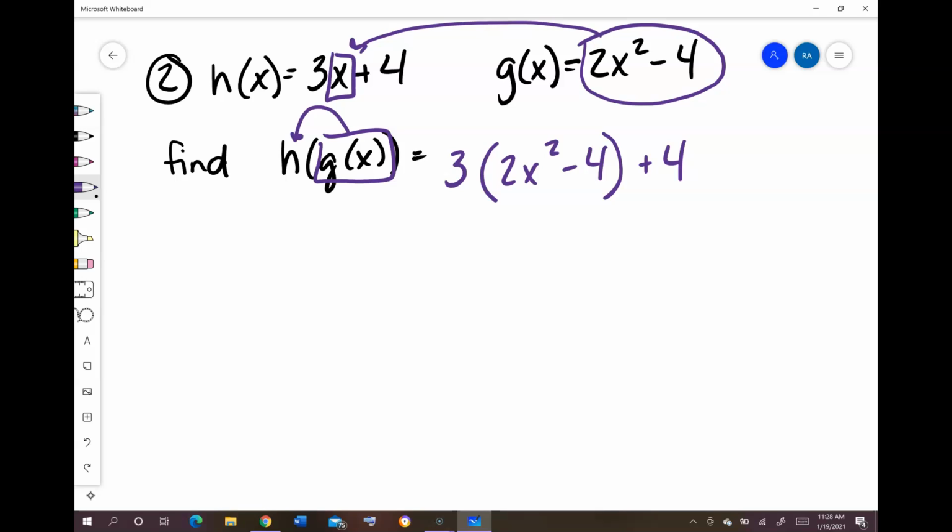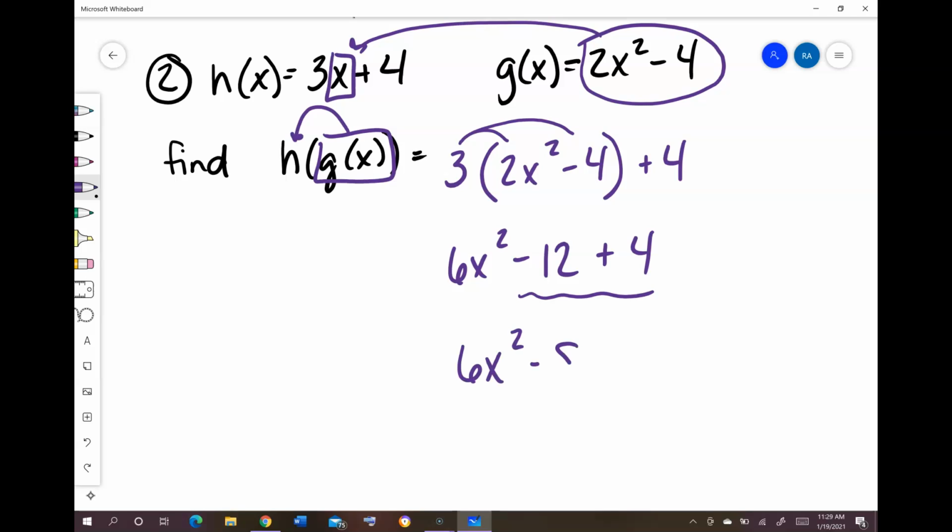All right, Please Excuse My Dear Aunt Sally. Distribute. I'm going to distribute that 3. So now I have 6x squared minus 12 plus 4. Clean up any like terms. The negative 12 and a positive 4 is going to give you a negative 8. So my final answer is 6x squared minus 8. And you're done. Okay? Alright, let's up the difficulty level just a little bit.